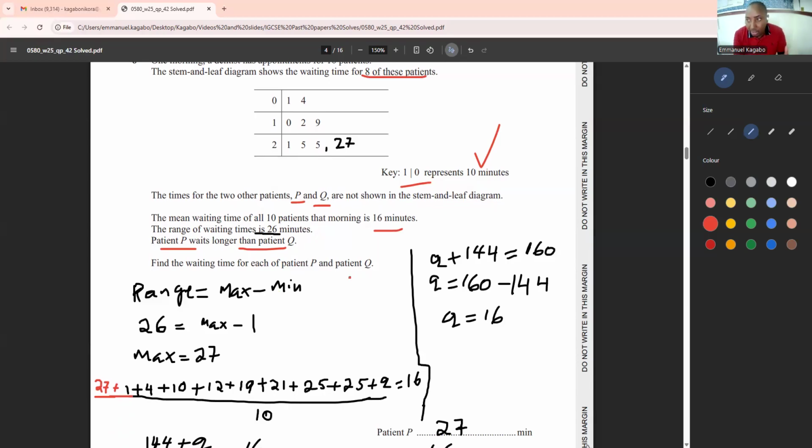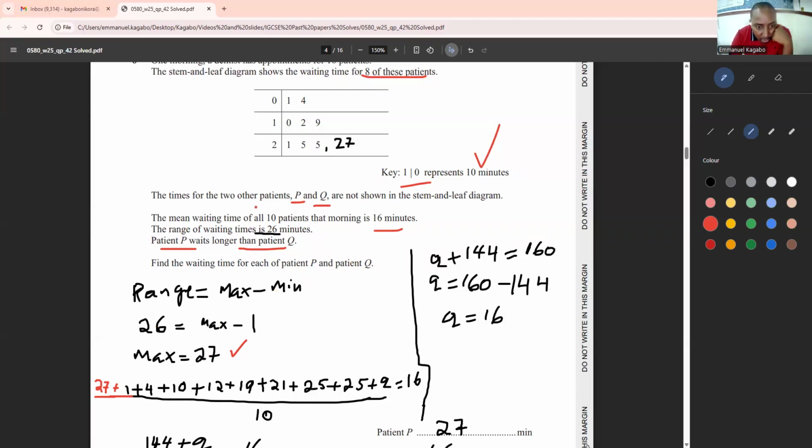Okay, let us try to interpret the question and see what we can do here. Now, the range is 26. The range is the biggest number minus the smallest number. What's the smallest number from here? The smallest number is 1. The range is 26, so I substitute in my formula. 26 is equal to maximum number minus the smallest. Then when you collect like terms, I've got that. But if you read your question here, they say P waits longer. Basically, P is already going to be 27 because it's bigger than Q.